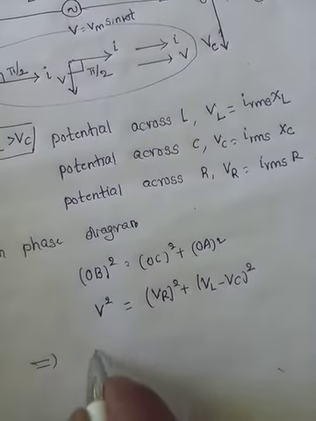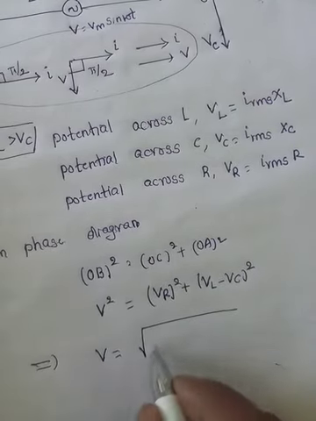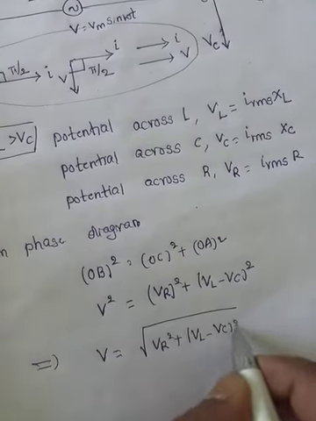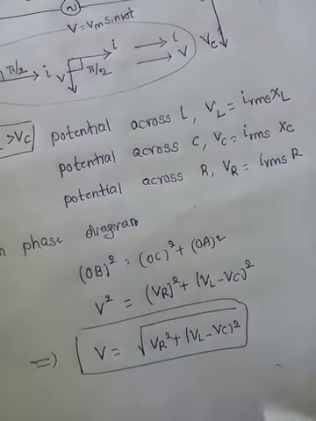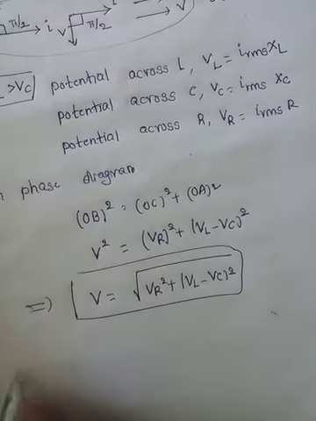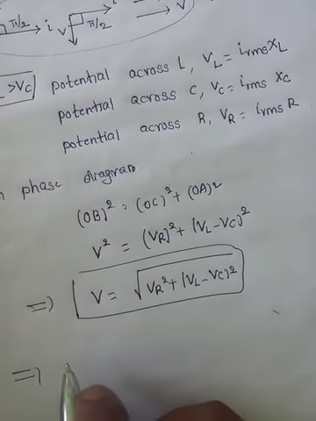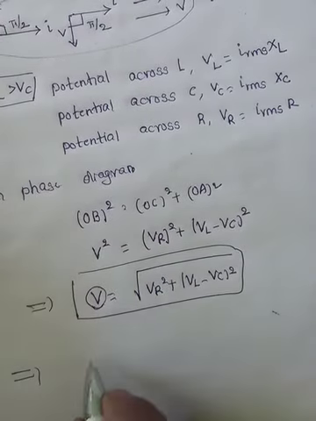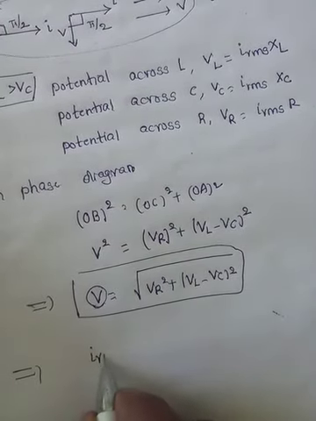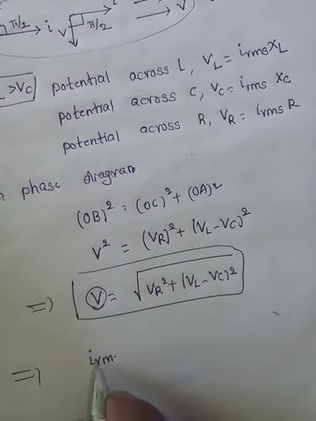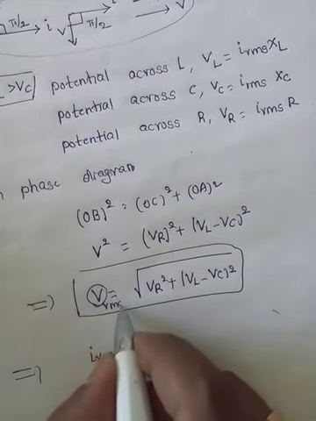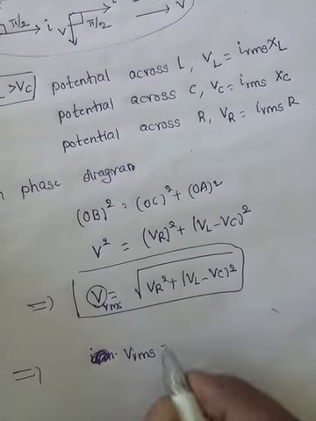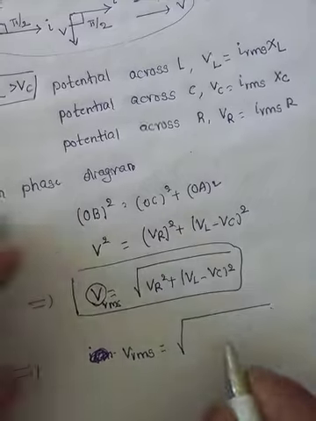That implies the resultant voltage across the circuit is equal to root of VR square plus (VL minus VC) whole square. So this is the resultant voltage. As we know that the total resistance offered is Z, then we can write this as what? Let us write VRMS, the resultant voltage. VRMS is equal to root of, what is VR?